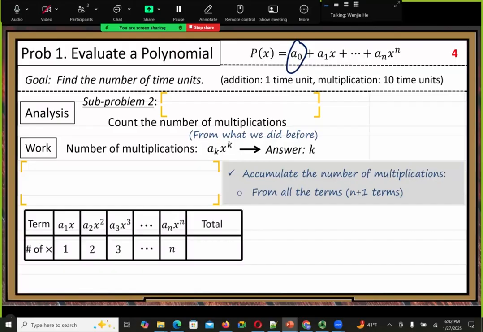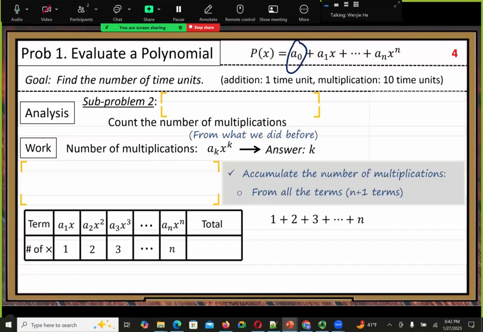All right, so let's do the chart. A1x, this term has 1 multiplication contribution. The next term has 2, then 3, and so on. The last one has n multiplication contributions. So the total number is adding up the consecutive positive integers from 1 through n.